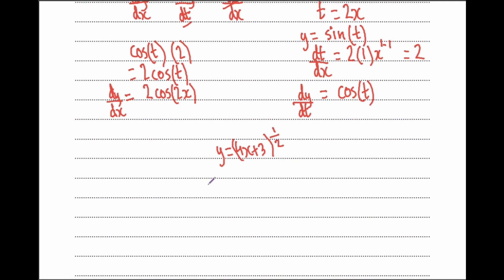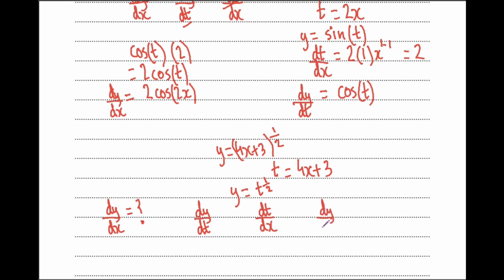That's insane. But we know that, let's say y, we can let t equal 4x plus 3, right? So now we have y is equal to t to the power of a half. Well, what we really need is dy by dx. That's the question mark. But we don't know how to get that. But what we can get is dy by dt, and we can get dt by dx. If you multiply these two, you would get dy by dx.